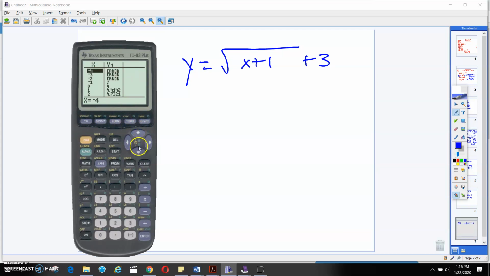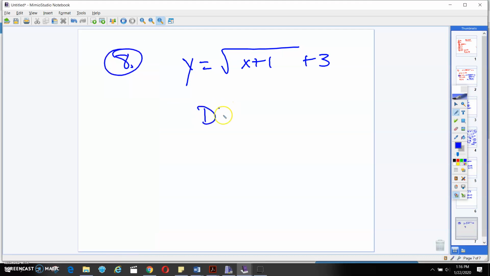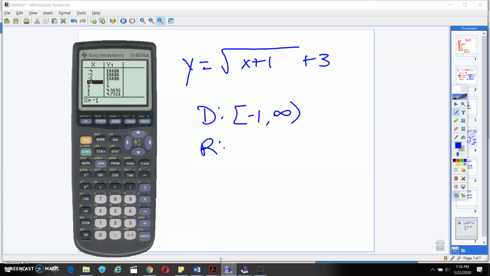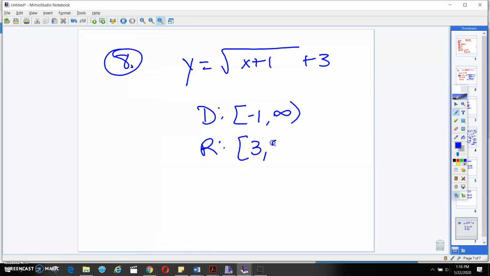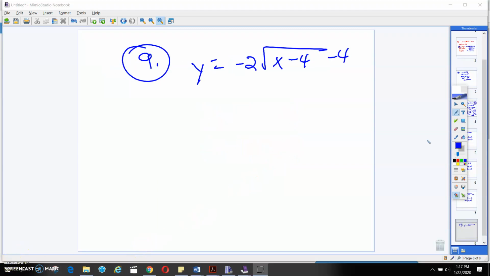You're going to scroll up to where you see error. Okay? What's your farthest left x value? -1. What's your farthest right x value? Infinity. So your domain is going to be from -1 to positive infinity. So let's look at your range. What is your lowest y value? 3. What's my farthest up y value? Infinity.